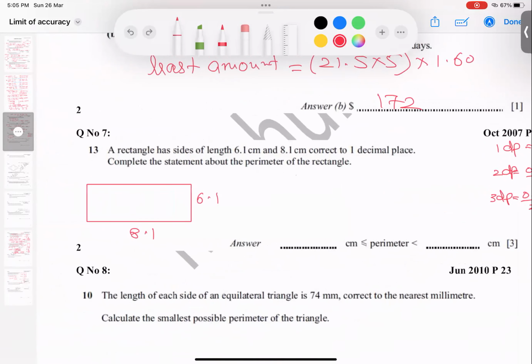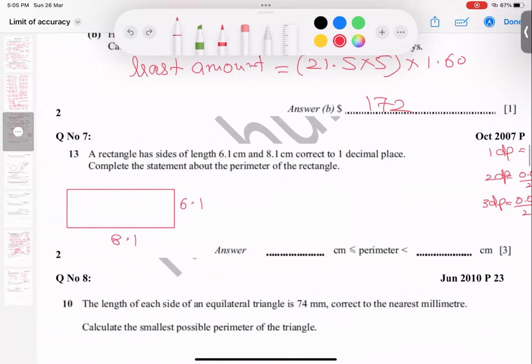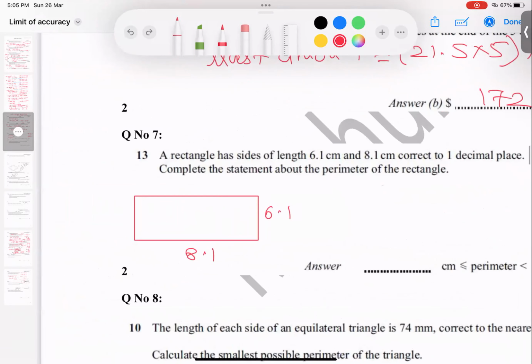So I believe this becomes easy now. How to write it here? I'm writing on the middle or left side, absolute error, because he said 1 dp. So 1 dp is 0.1 divided by 2, so I got plus and minus 0.05. And after this, I will add and subtract.